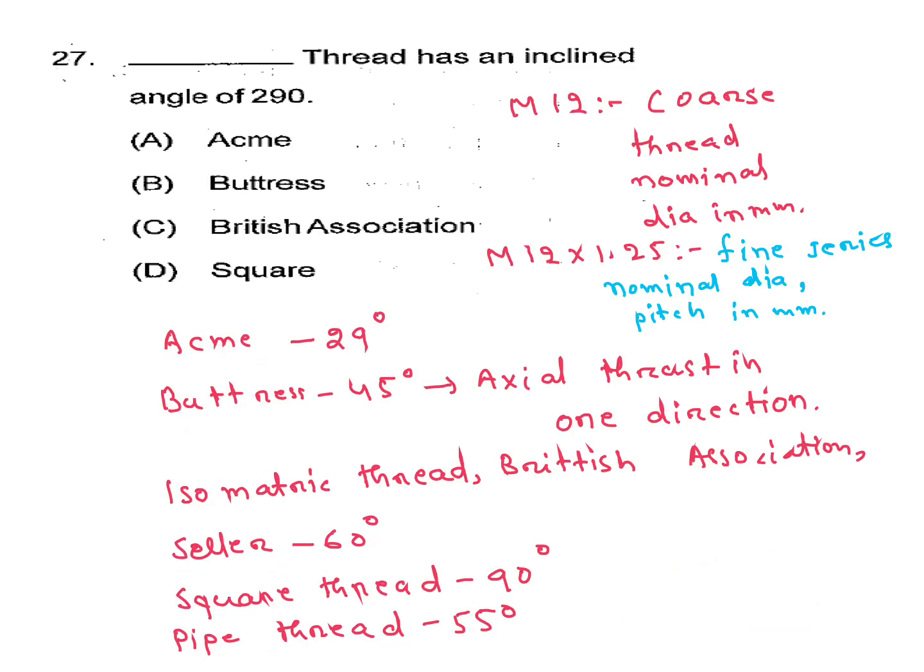For different types of threads, I am giving the angle. For Acme thread, it's 29 degree. Buttress thread, it's 45 degree. Buttress thread, power transmission in one direction only, or axial thrust in one direction only. This is also important. Then ISO metric thread and British Association thread and Sellers thread, all are having 60 degree included angle. Then square thread 90 degree, and for Whitworth threads it's 55 degree. So in this question 29 degree Acme thread is our answer.